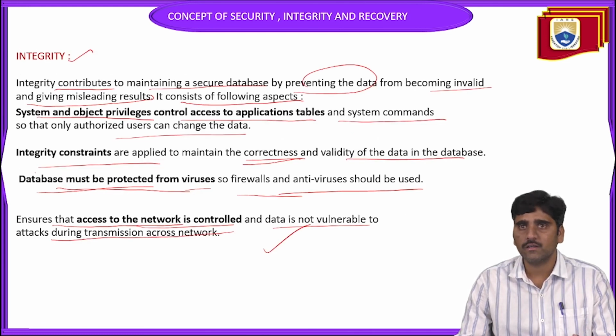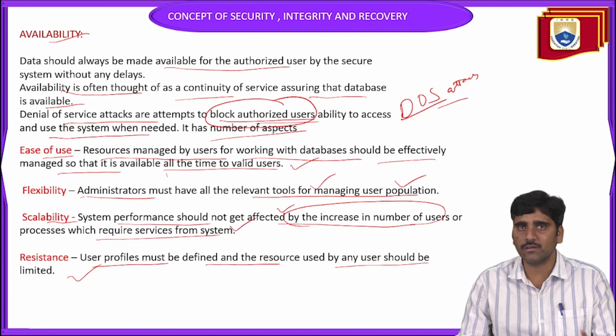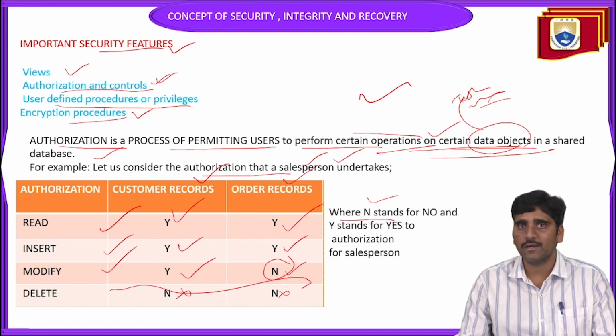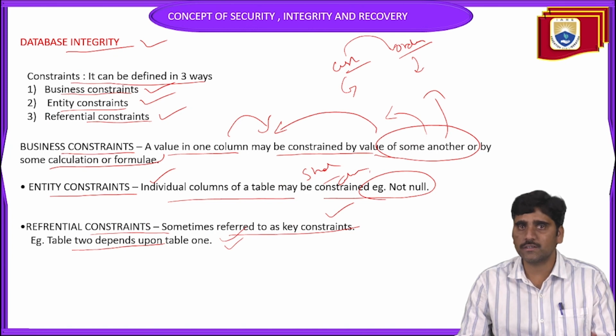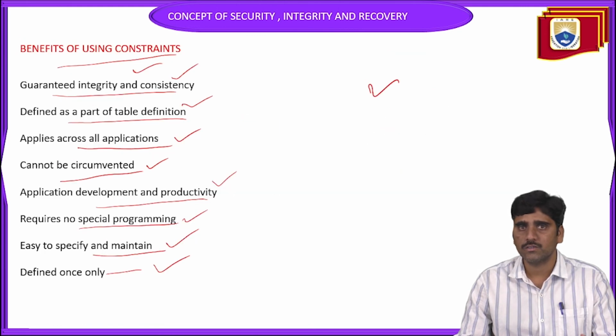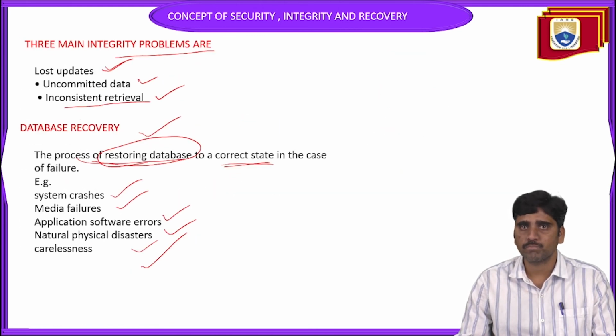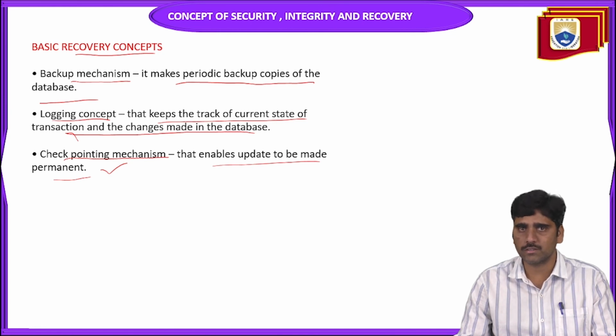And integrity: what the aspects are to maintain integrity on the database, the availability of the database, and the security features of the data, such as views, authorizations and controls. And database integrity constraints: business constraints, entity constraints, referential constraints, the benefits of using constraints, and the main integrity problems, such as when we lose our data, when data is not committed, and inconsistent retrieval. And what is meant by recovery and the recovery concepts. These are the things we have discussed in this session.